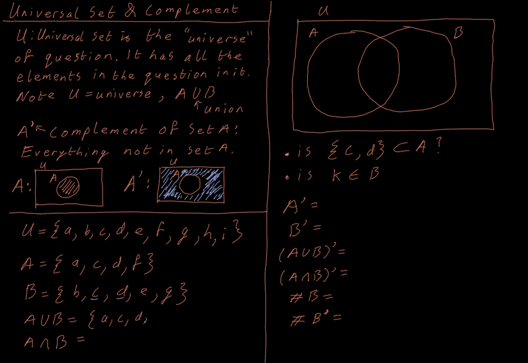a, c, d, f, b. We don't repeat elements in our set. e and g. And we close our curly bracket. So that's all of the stuff that is in A or B or both. And then A intersection B would be the stuff that is in both A and B. We kind of already figured that out because we can see that c and d are in both lists. So they're the only stuff that's in both lists, so they are the intersection. We have to be in A and in B, in both lists, to be in the intersection.